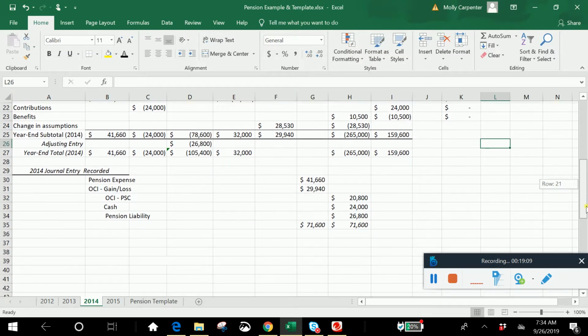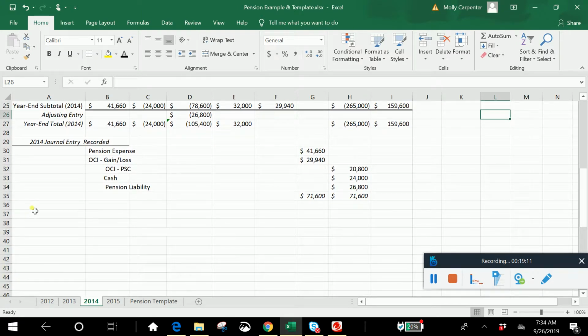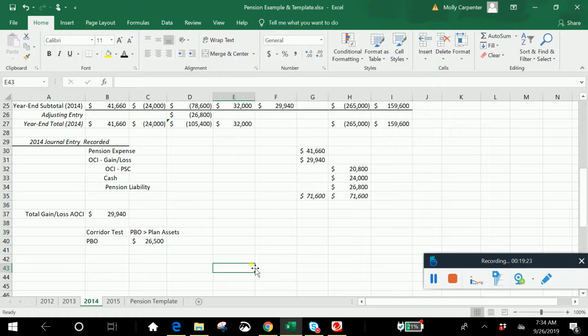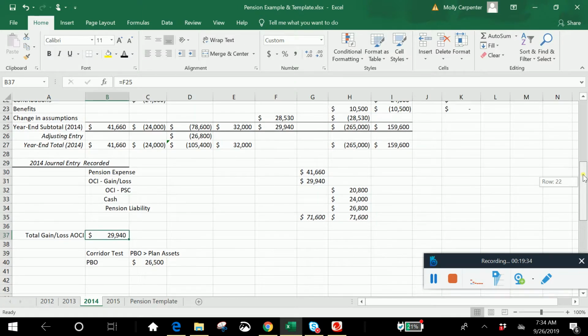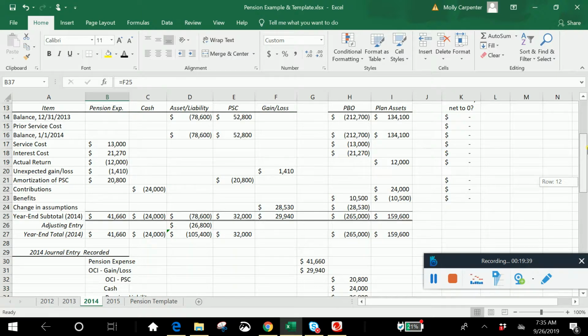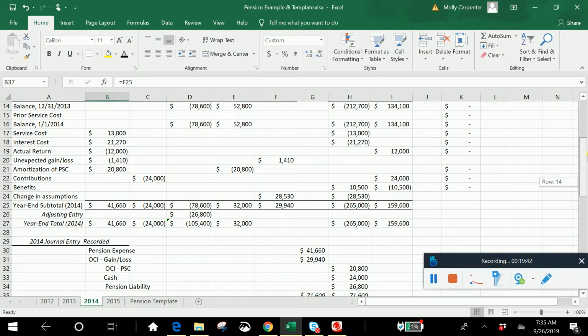and we do. Now, the other thing that we want to do is get ready to test for whether or not we need to do any amortization of our OCI gain loss in the next year. So our total balance in OCI is $28,940. And in terms of our corridor test, we need to look at what is greater, the absolute value of the PBO or the absolute value of the plan assets. It happens to be the PBO.